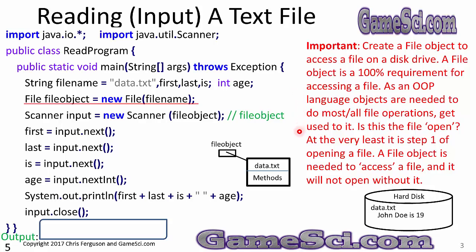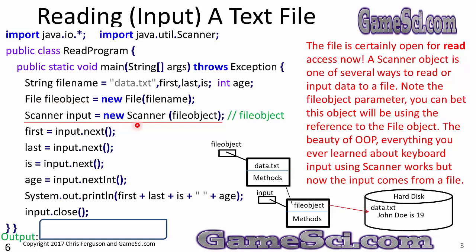Get used to it. Is this the file open? At the very least, it's step one of opening a file. A file object is needed to access a file, and it will not open without a file object. In a later slide, we're going to learn an update to the file object. It's called a path. We'll be building path objects in a later slide. It's very similar to building file objects.